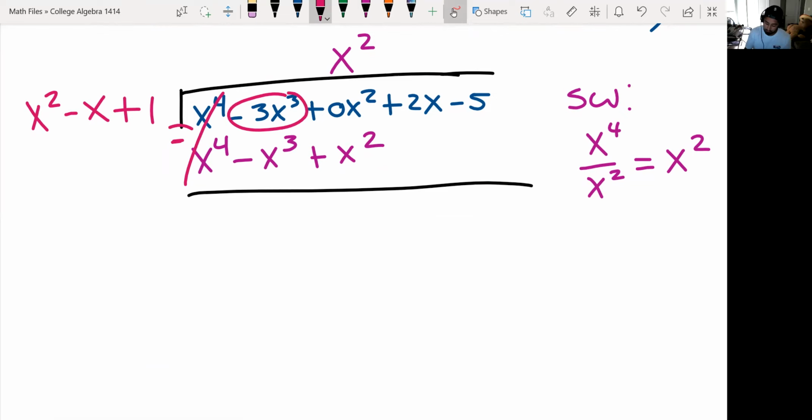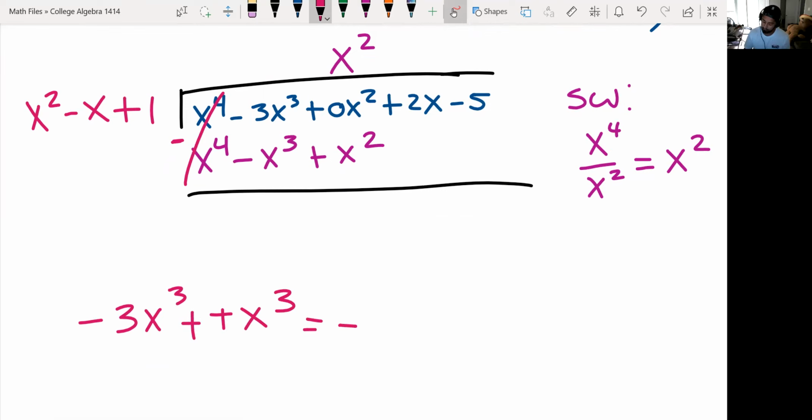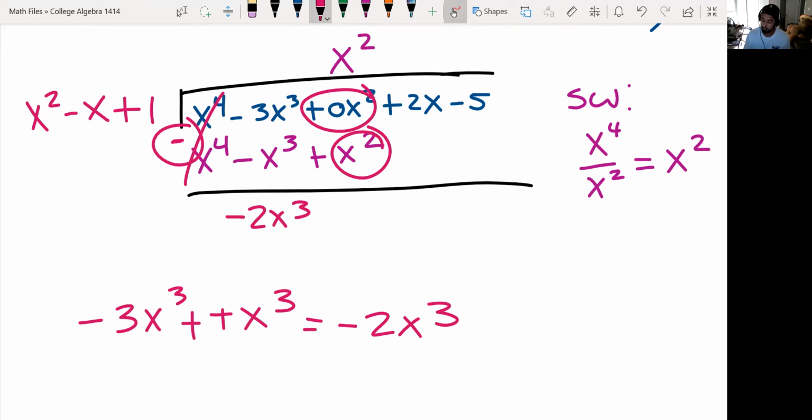Negative 3x cubed minus x cubed. Write it down if you need to. Negative 3x cubed minus x cubed, plus negative 2x cubed. That goes right there. And then 0 minus 1x squared. That is just going to be negative x squared. And everything else comes down.